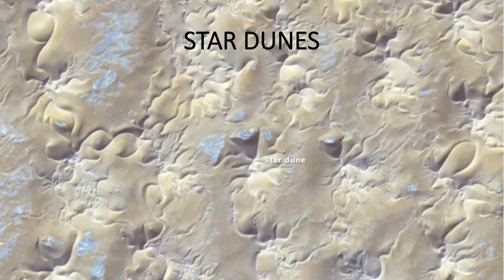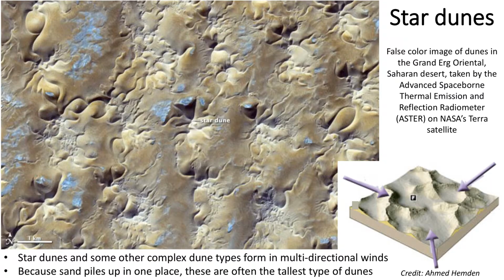Now we'll move on to even more exciting types of dunes, so star dunes. Okay, so this is a false color image of dunes in the Grand Erg Oriental in the Saharan Desert. These aren't really going to look blue in reality, but it gives you a really good sense of where the sand is and the shapes of these dunes. And so these kinds of dunes, as you can see in the figure at the bottom right, tend to form in multi-directional winds. And because sand is all sort of being piled up in one place by these dunes, they're some of the tallest type of dunes that we find.